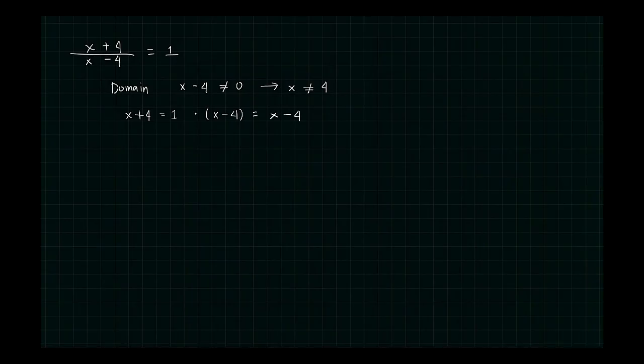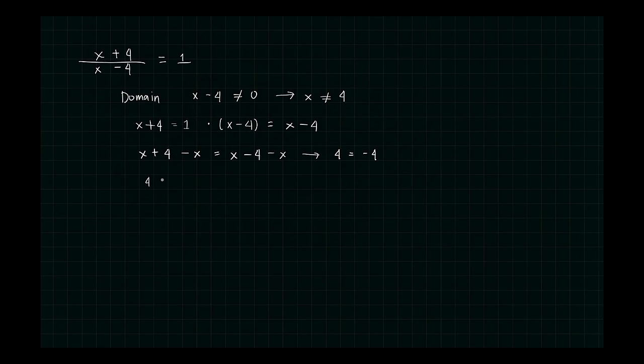So we will subtract x from both sides. x plus 4 minus x equals x minus 4 minus x. So it becomes 4 equals negative 4. This is a contradiction because 4 is not equal to negative 4. So the equation has no solution, or no real solution, except for the illegal cancellation. This is the illegal cancellation.